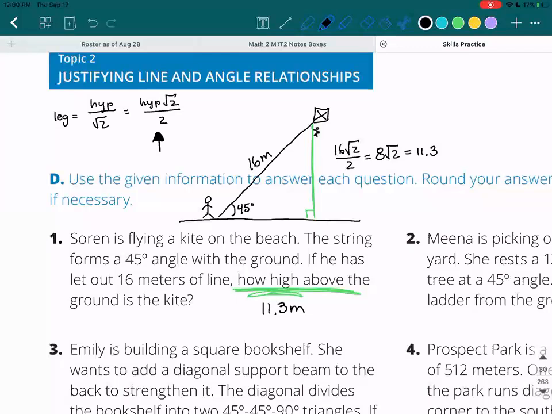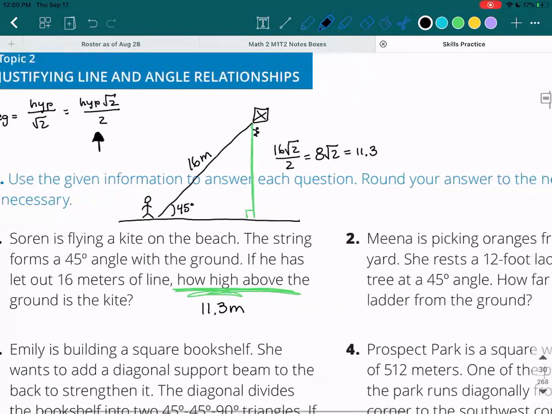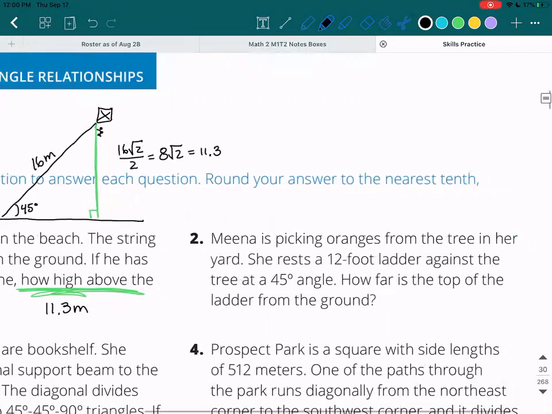Do you guys have any questions? Okay, let's go on to number 2. Mina is picking oranges from her tree in her yard. She rests a 12-foot ladder against the tree at a 45-degree angle. How far is the top of the ladder from the ground?